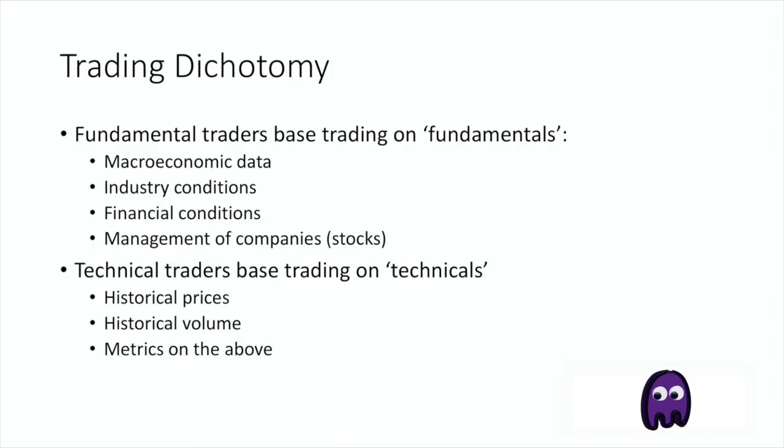Trading dichotomy. We recall again from the Technicals 100 module that we have fundamental and technical traders. Fundamental traders base decisions on macroeconomic data, industry conditions, financial conditions, and of course, management of companies in the case of stocks. Technical traders look at historical prices, historical volume, and metrics on the above.